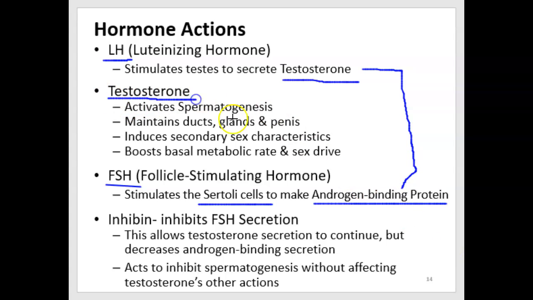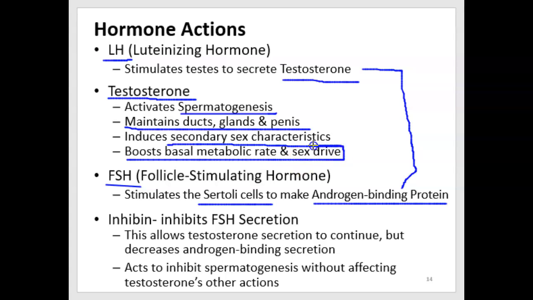The presence of this testosterone activates it. But testosterone is needed elsewhere. It's needed to maintain all the cells in the ducts and glands and the penis of the whole male reproductive tract. It's also needed in other parts of the body to form these secondary sex characteristics, like the growth of hair on the face, that kind of thing. And overall, testosterone boosts the basal metabolic rate, and it must act on the brain somewhat, as well as glands, because it's involved with sex drive.